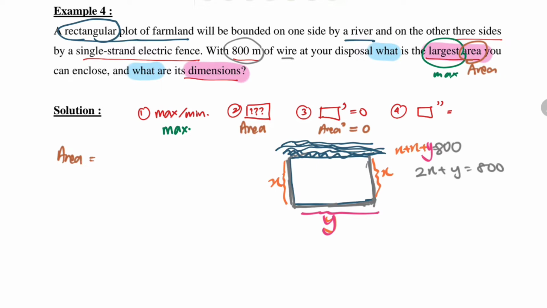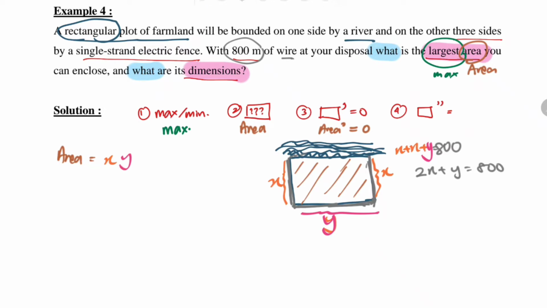Okay, but that does not give us the function that we want to maximize, which is the area function. So now what is the area of a rectangle? How to find the area of a rectangle? It's just x multiplied with y.